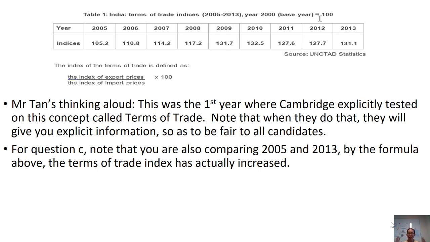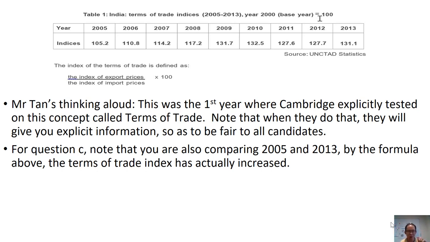So don't worry. Okay, in the A levels, when you see something new being asked that your HCI notes don't have, don't be so upset. Okay, it's not HCI's fault. They want to see how students can think on the spot. So to help you, they'll give you explicit information.